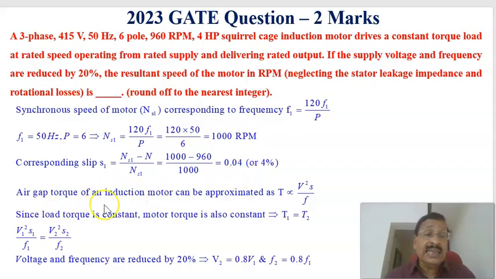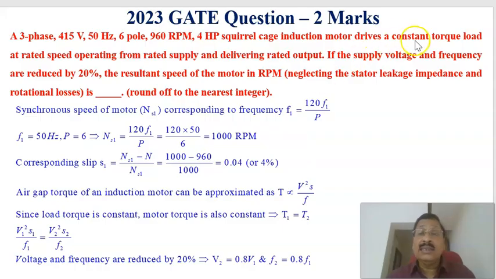Now, for the air gap torque of an induction motor, there is an approximate equation like this. The air gap torque is proportional to the supply voltage square divided by slip, into slip divided by frequency. Therefore, T is proportional to V square S divided by F. This is the relation: T is proportional to V square S divided by F.